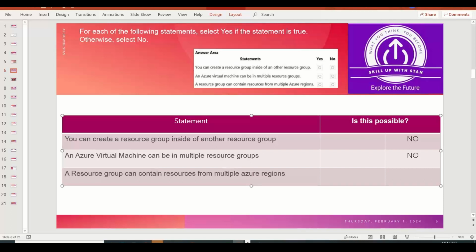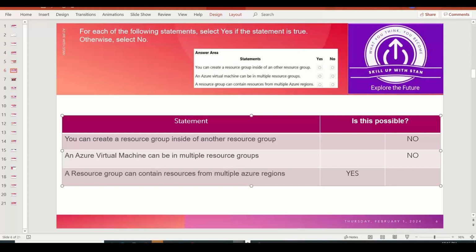You can have one-to-one mapping only. A resource group can contain resources from multiple Azure regions. So you can have a VM running in East US, and you can have a VM running in South India or wherever location. Those two VMs can be logically grouped into the resource group. So a resource group can contain resources from any single region or any different region.